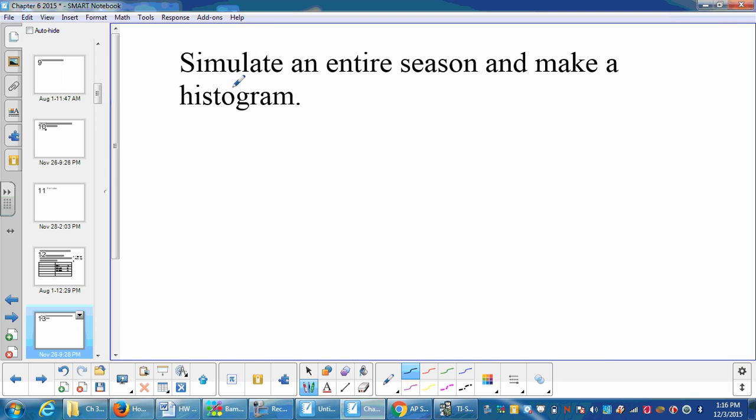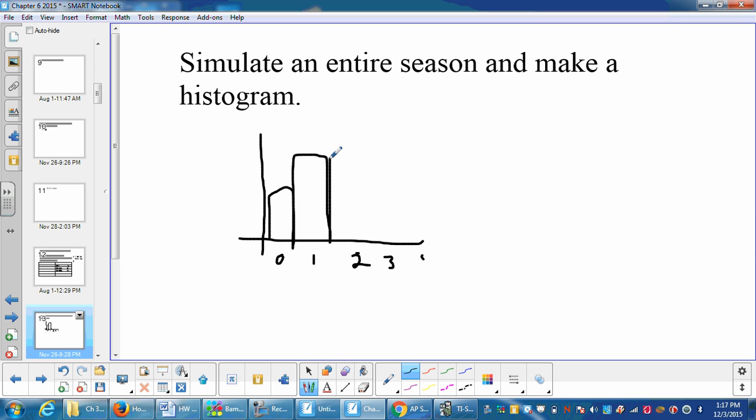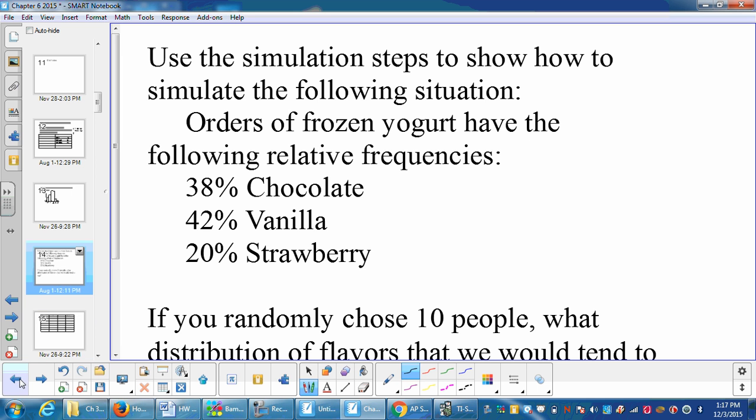So this says simulate an entire season. That's 162 games, and make a histogram. Now we're not going to do that today, but we could keep going and going, and then have a 0, a 1, a 2, a 3, and a 4, and then have some graph to represent the data that describes it. And almost never will someone get a 4-hit game. So that we can get some probabilities that are a little bit more difficult.